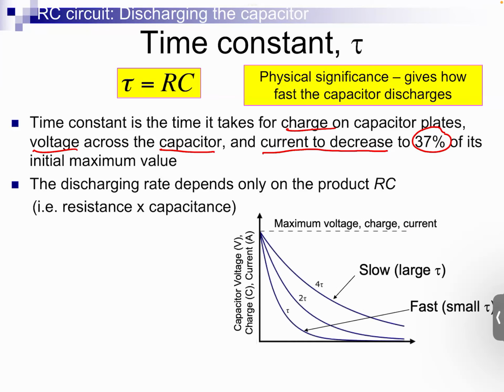Okay. Again, a large time constant means a big time. The process is therefore slow. And a small time constant means that it takes a short amount of time to discharge the capacitor, and therefore that tells you a fast discharging rate.